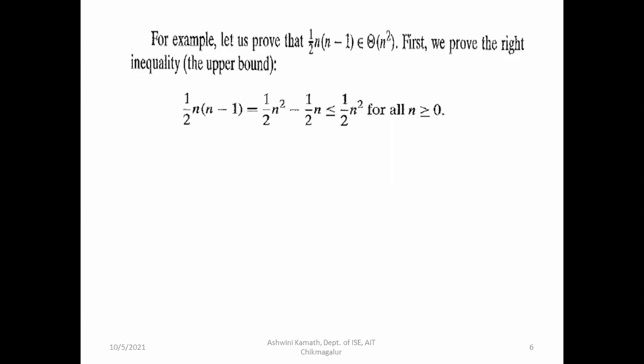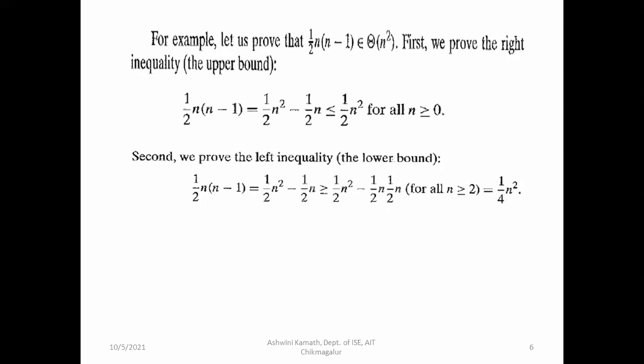That is 1 by 2 into 4, which is equal to 2. So here 2 minus 1 on the left side is 1, and 1 is less than or equal to 2. Again, the condition is true. So we have proved the upper bound. This is in big O notation: half n square minus half n is less than or equal to half n square.